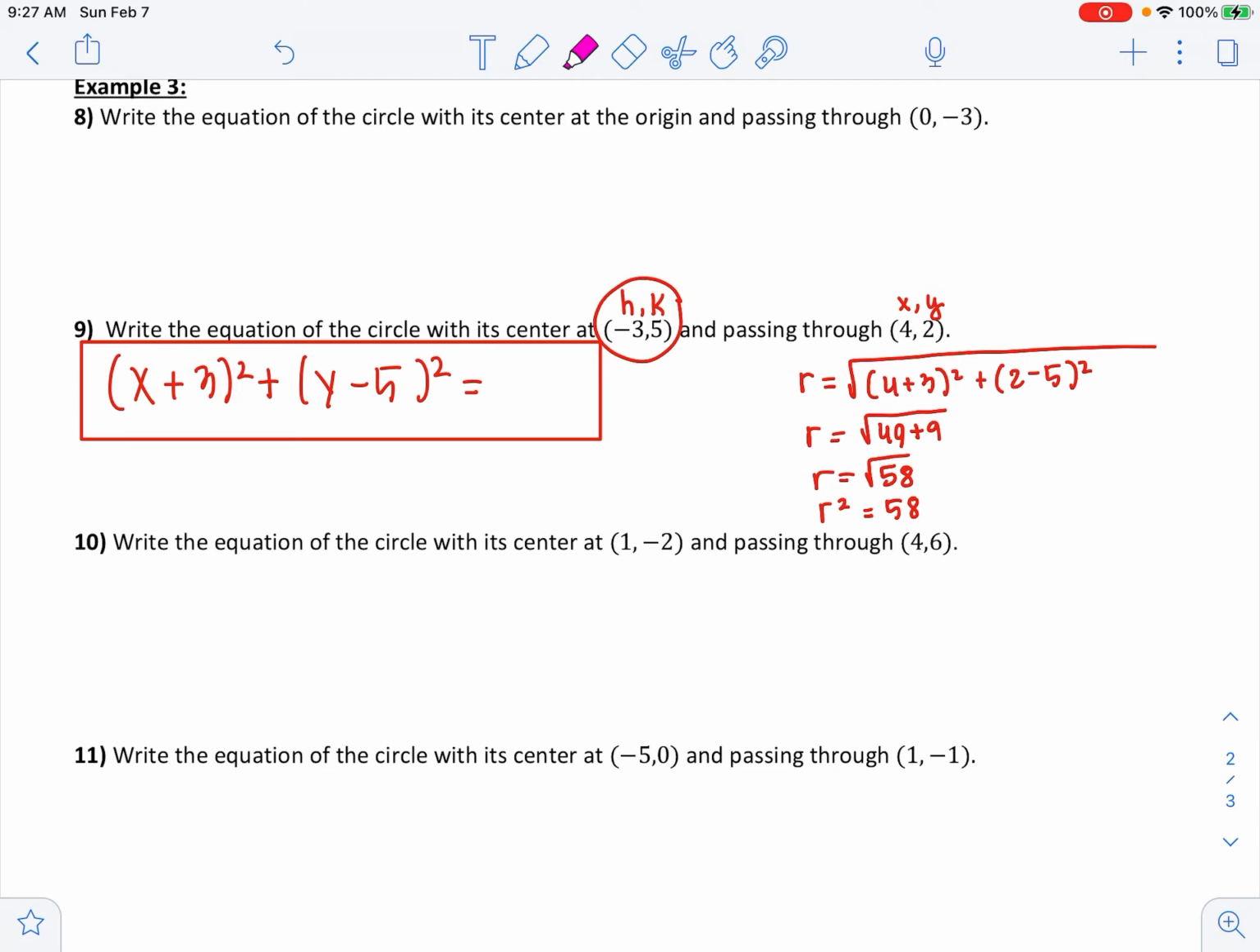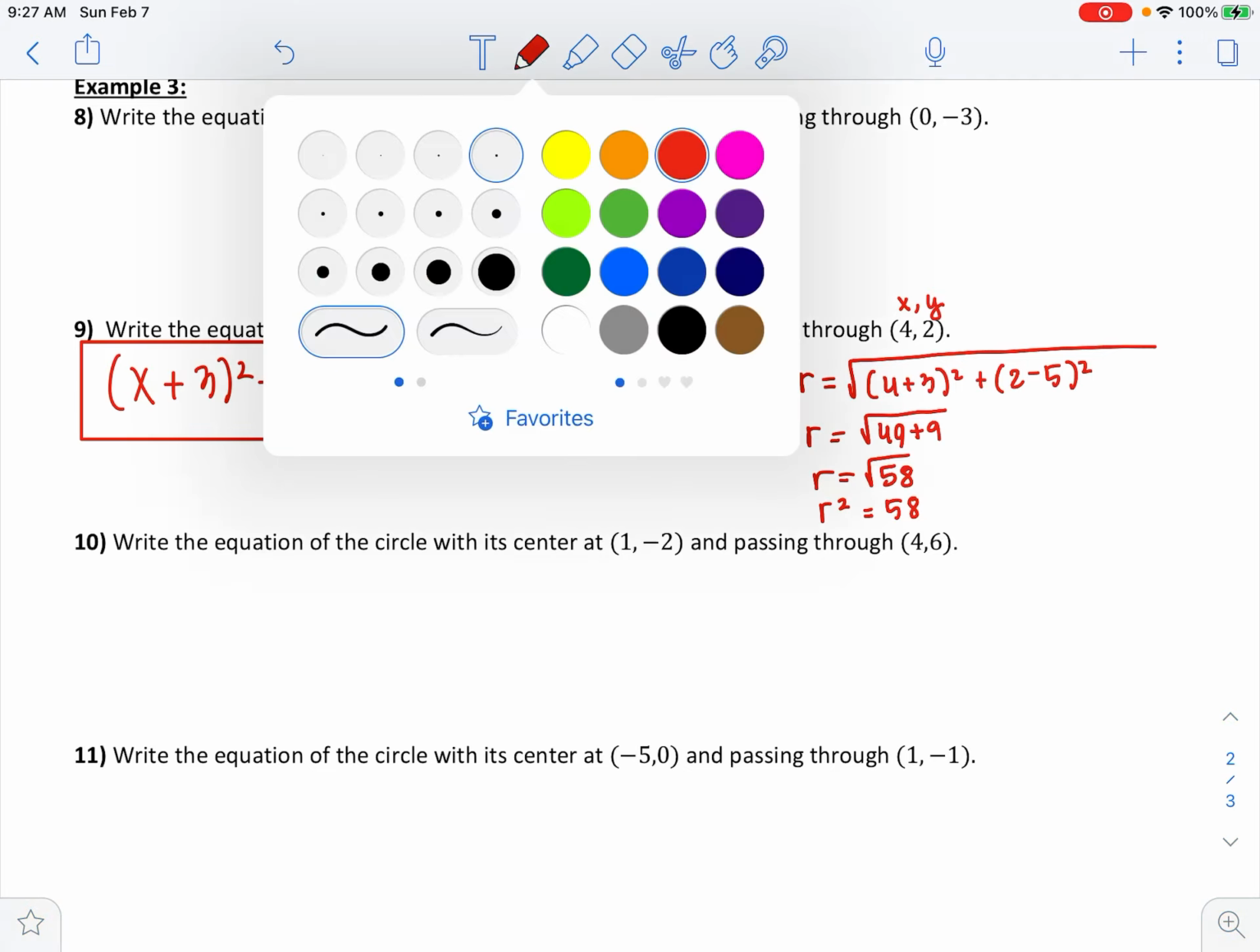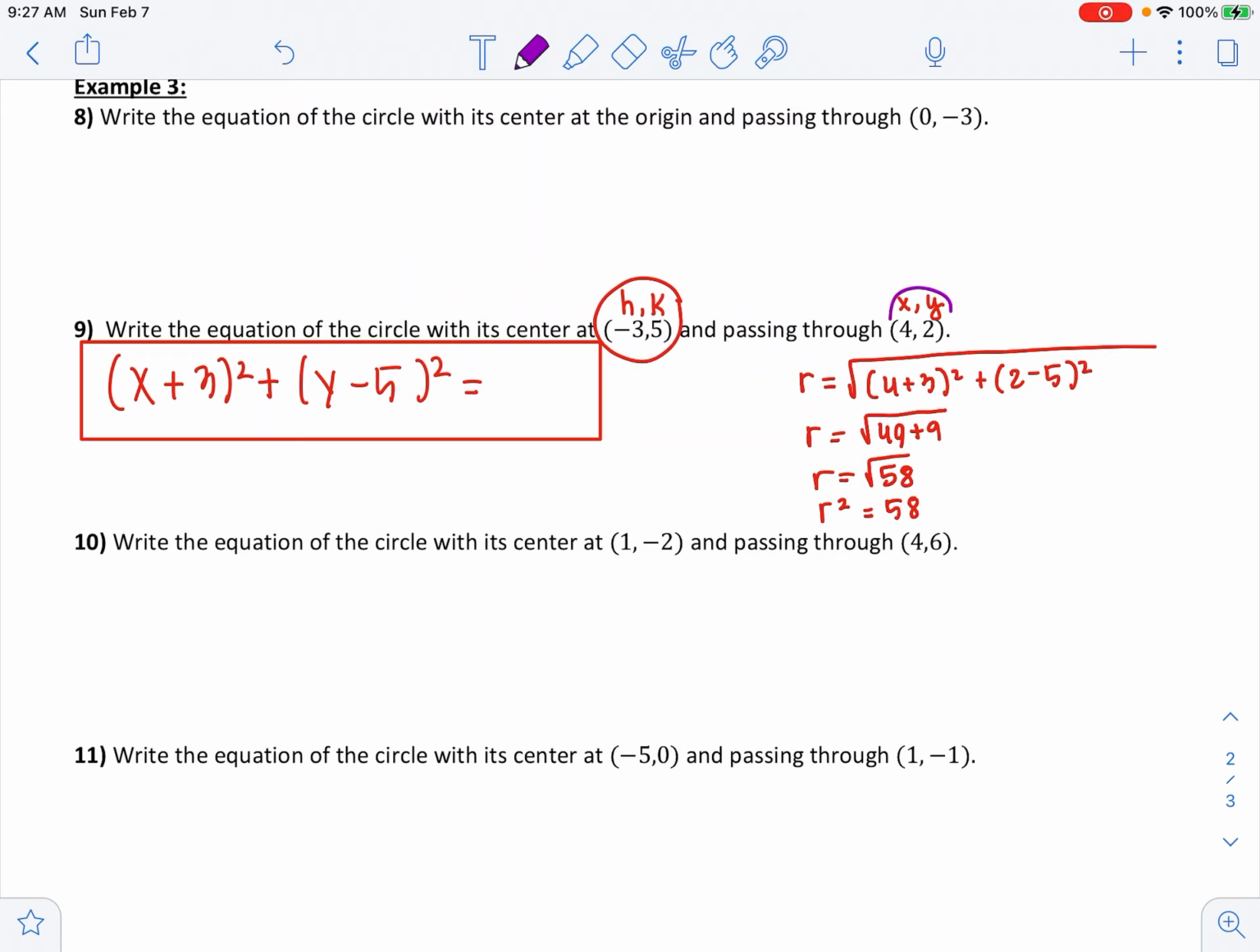If the other thing you realize that I gave you is x, y. I gave you an x value and a y value. So what you can do is plug in the x and y value. So I can plug in 4 plus 3 squared, plus, plug in 2 minus 5 squared, and see what that is. That is 49 plus negative 3 squared is 9, which is 58.